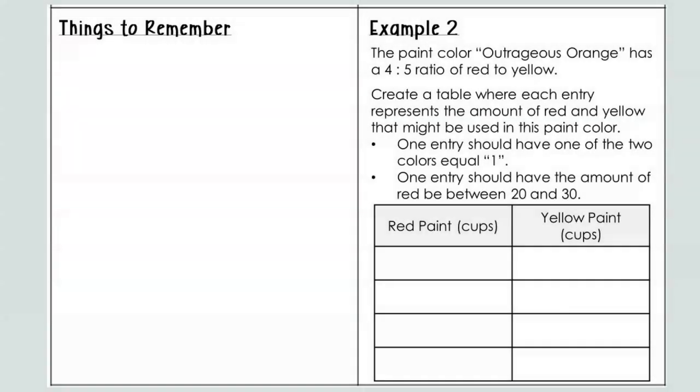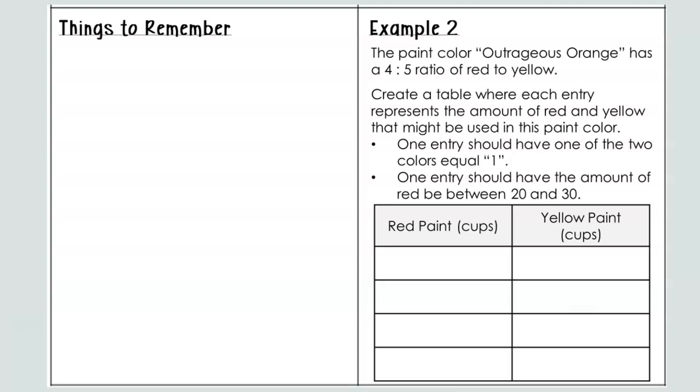For our example 2, we have the paint color of outrageous orange that has a ratio of 4 to 5. This is a ratio of red to yellow paint. Create a table where each entry represents the amount of red and yellow that might be used in this paint color. One entry should have one of the 2 colors equal 1. That means 1 needs to be the red and 1 needs to be the yellow in a ratio pair. One entry should have the amount of red be somewhere between 20 and 30.